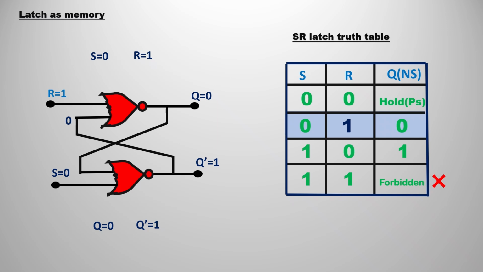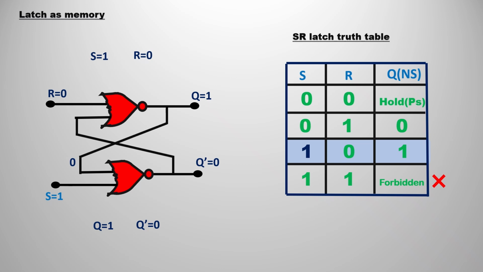So S is equal to 0, and for the lower NOR gate, the next input would be 0 because Q is 0. Q is passing to the next input, meaning the inputs of that NOR gate are 0 and 0. So the output would be 1, Q bar would be 1. So the final output would be Q is equal to 0 and Q bar would be 1. If you see the truth table also, Q is equal to 0, hence verified.